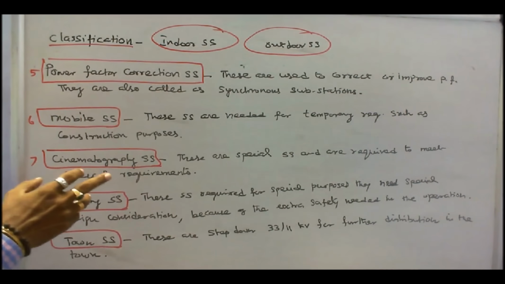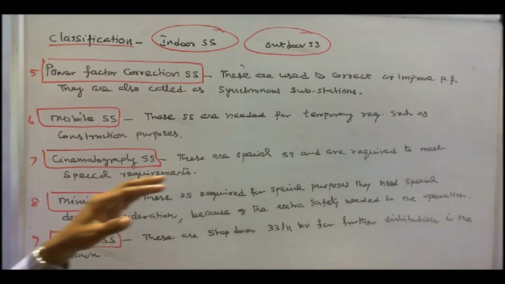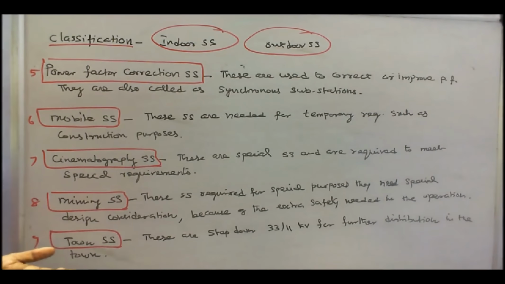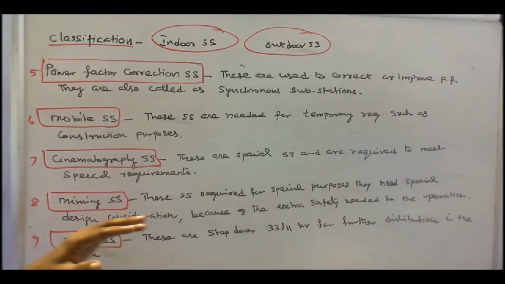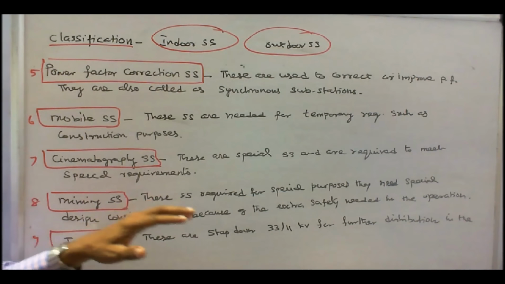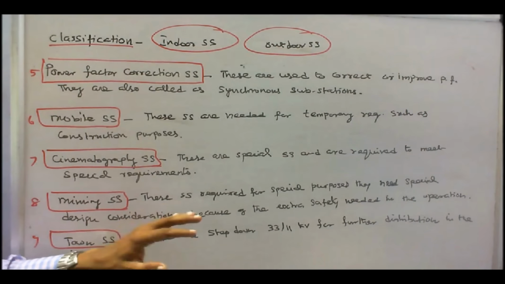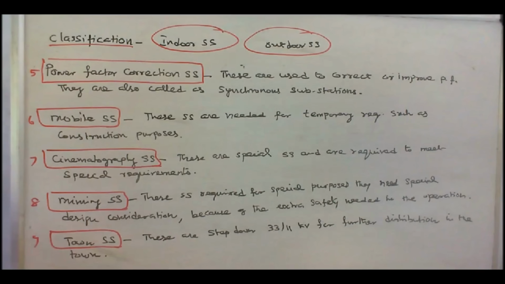Number 7, cinematography substation. These are special substations required to meet special requirements. It also requires some special design. Number 8, mining substation. These substations are required for special purposes. They need special design consideration because of the extra safety needed in the operation. Number 9, town substation. These are step down substations because we are stepping down the 33 or 11 kV for further distribution to the town. If there is any failure in the town substation, there is a total power failure in the town.